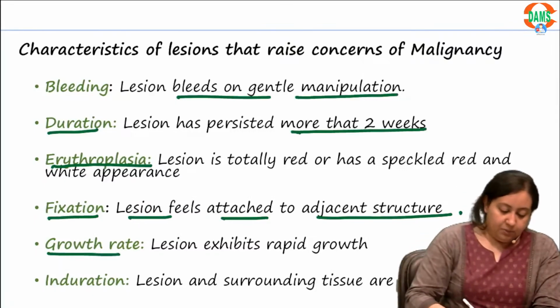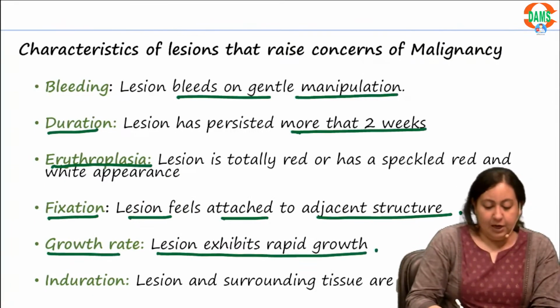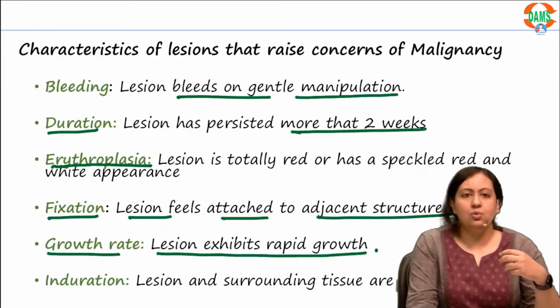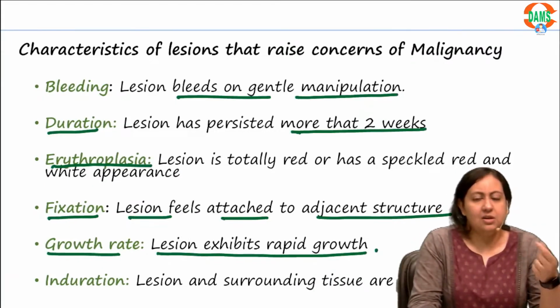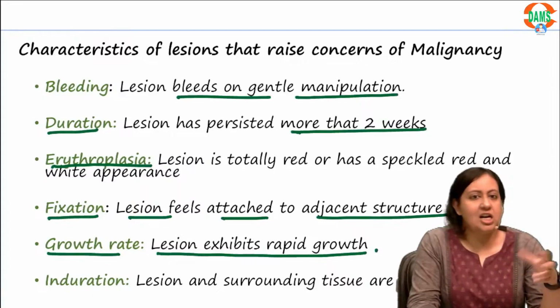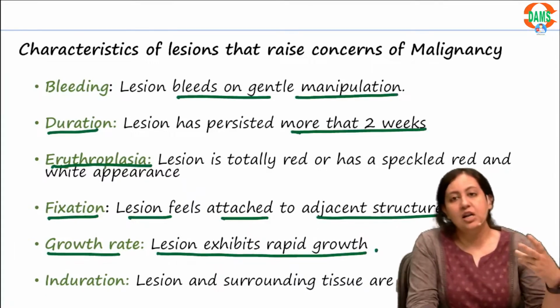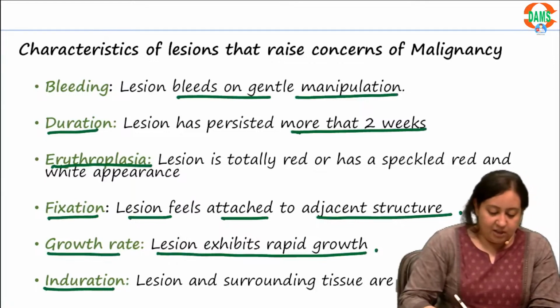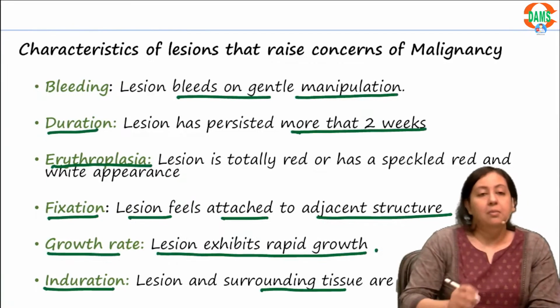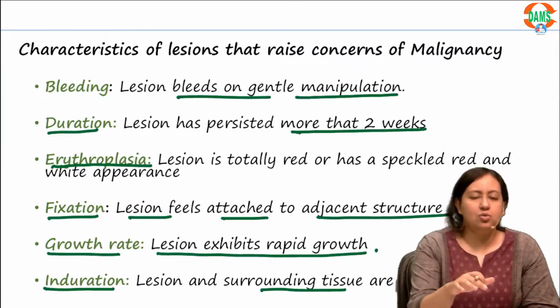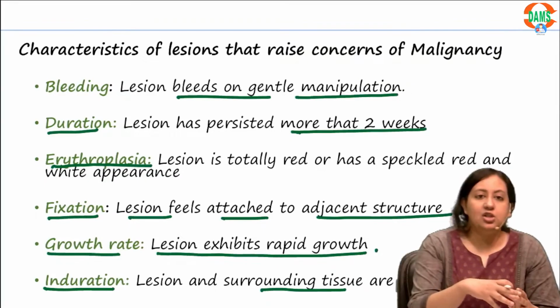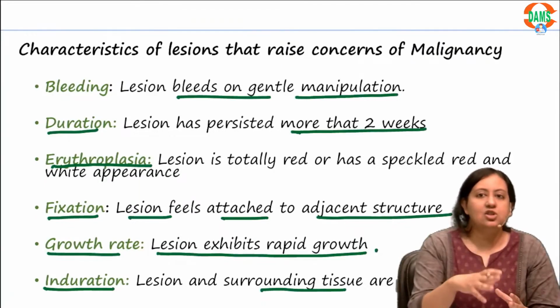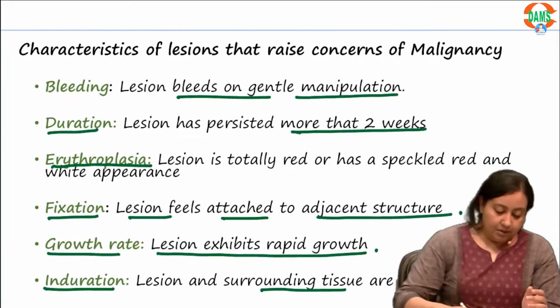Growth rate. Suppose the lesion is very rapidly growing. The patient comes to you: 2 weeks back it was about 1 centimeter, now at around 16-17 days it is more than 3 centimeters, more than 5 centimeters. So a rapidly growing lesion also needs to be biopsied. Induration: the lesion and the surrounding tissues are firm and hard to touch. If a lesion is associated with induration, that also raises a suspicion of malignancy, and such lesions also need to be biopsied.